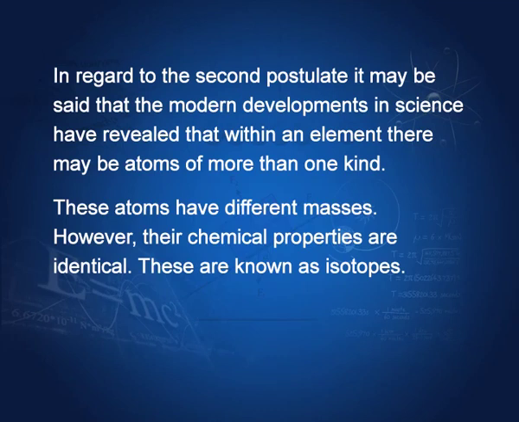You see, what was the second? All atoms of an element are identical in mass and other properties. Now, we know that elements consist of several kinds of atoms. They have the same chemical properties, but their masses are different. These are known as isotopes, as you know. So, this was not known at that time. Now, we know there are isotopes.